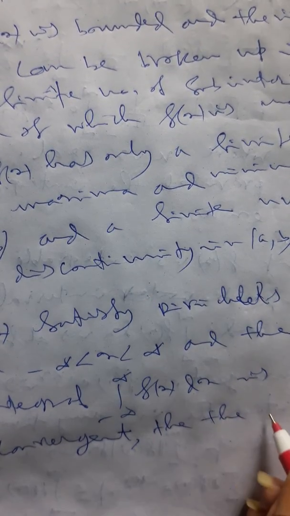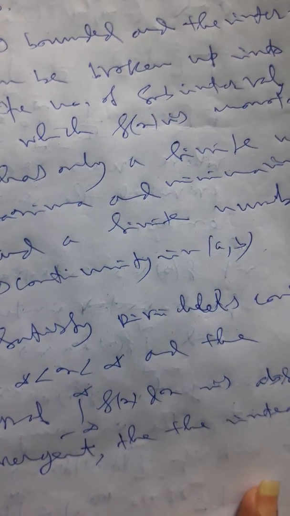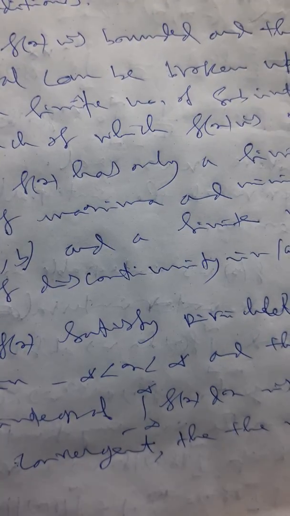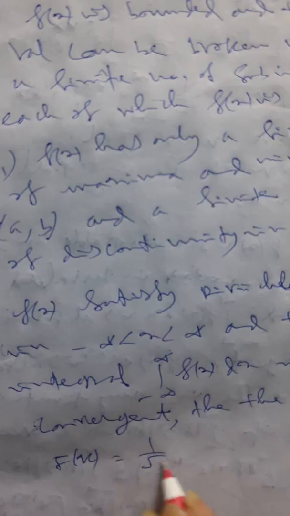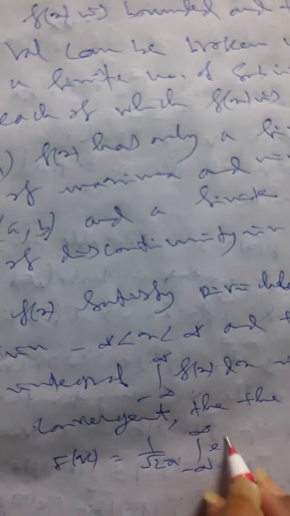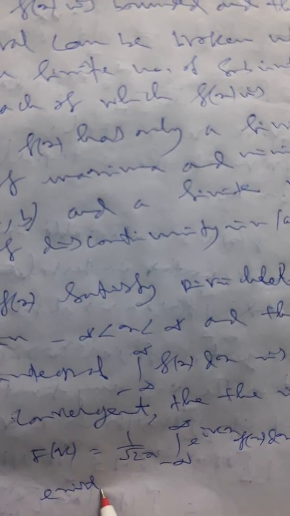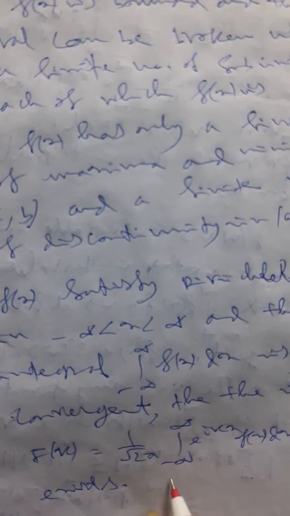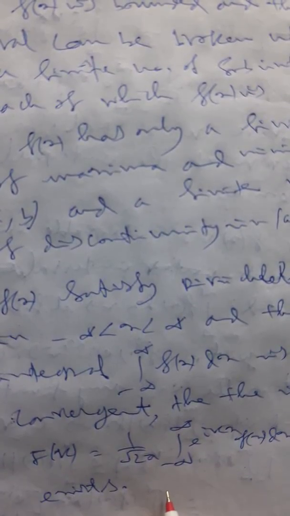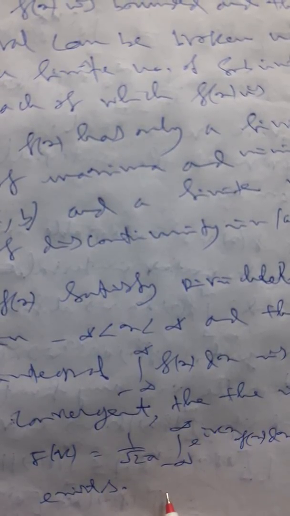Then the integral F(k) is equal to 1 by root over 2 pi, integral from minus infinity to infinity, e to the power ikx f(x) dx exists. That is, the Fourier transform of f(x) exists. So today we discussed the existence of the Fourier transform and its definition, how it comes from the general integral transform. Thank you.